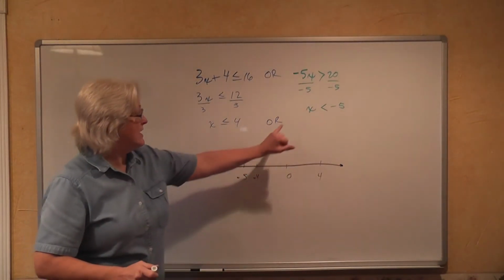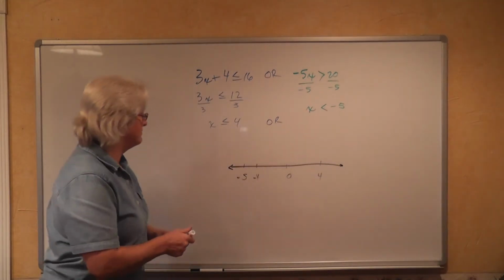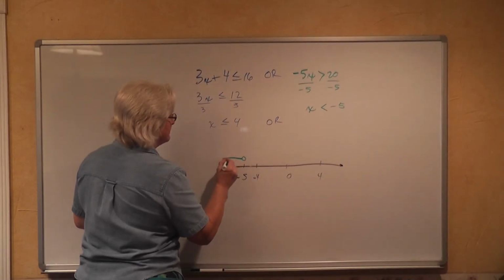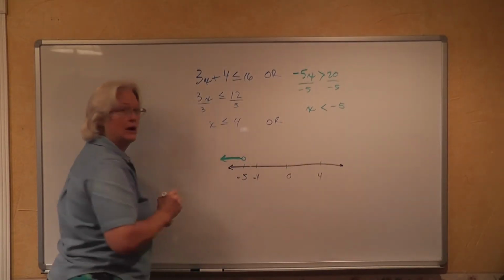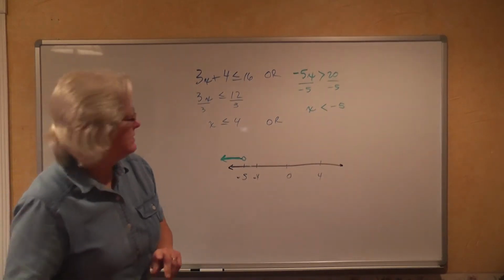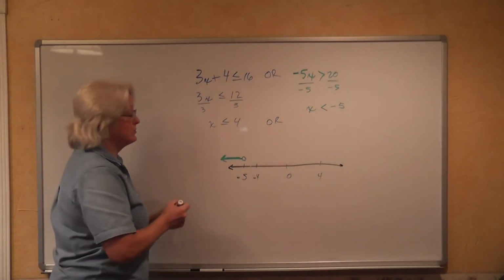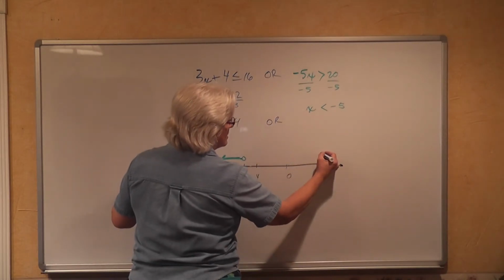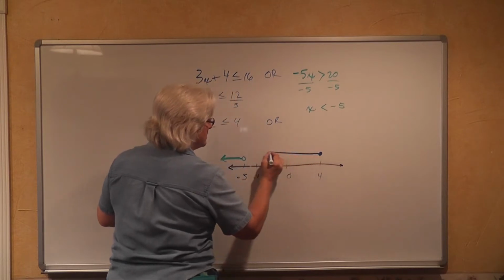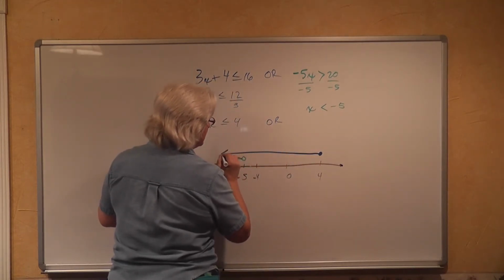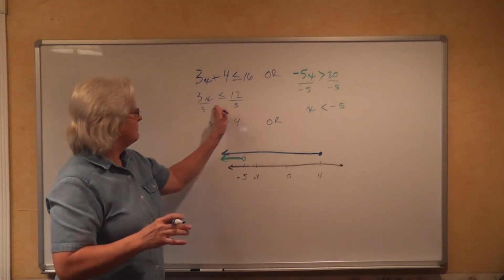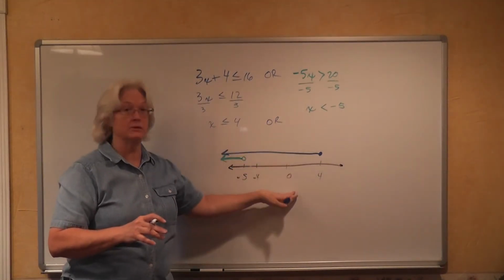I have that x is less than -5. I have an open circle, and I include everything to the left of -5 on the number line. And then I also have that x is less than or equal to +4. I have a solid circle because 4 is a part of the solution. And I have a very squeaky marker today. Now I have graphed both inequalities on the same number line.